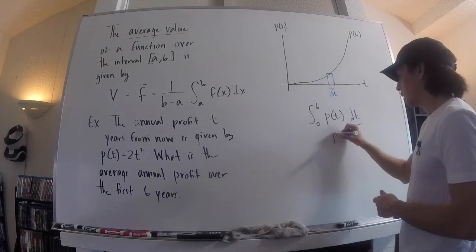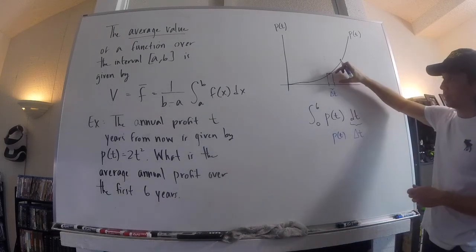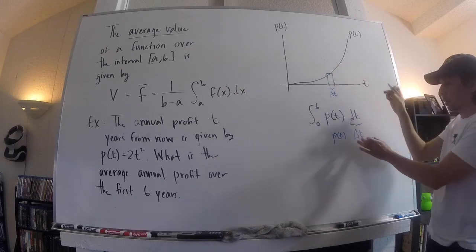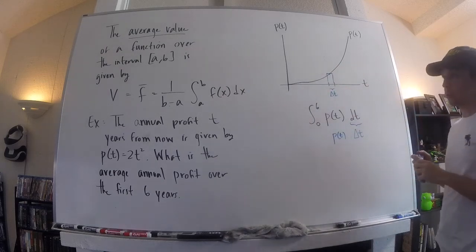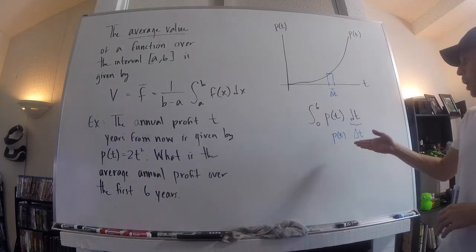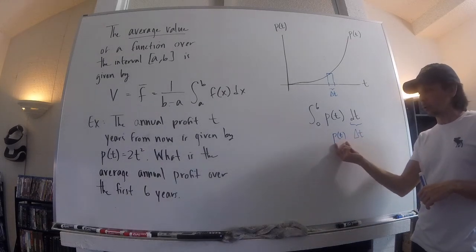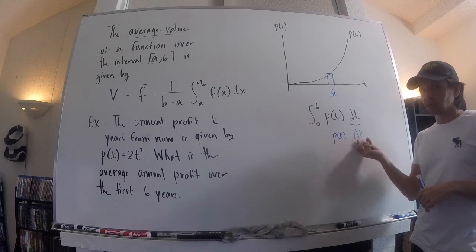You're doing P of t, the profitability, the annual profit at that moment in time, times however much of a time span you want to do it. And so that's coming from that. So you're doing an integral to get something when what you're trying to find, total profit, you would get by doing annual profit times time.